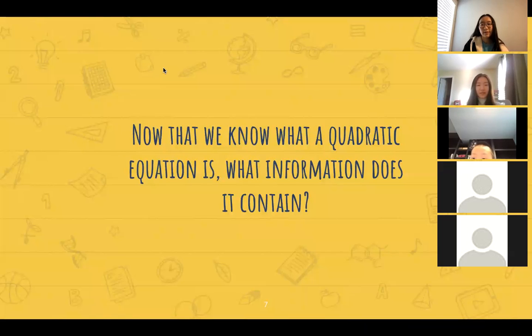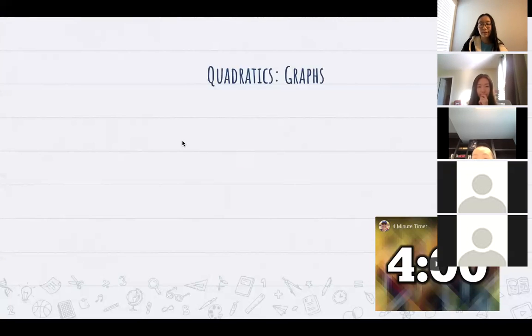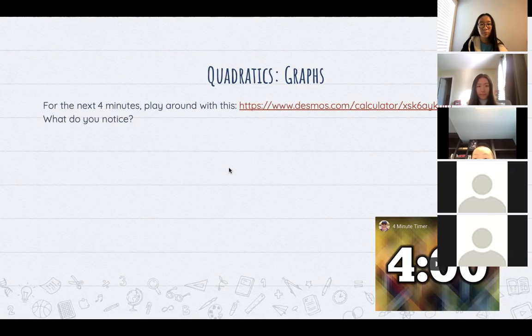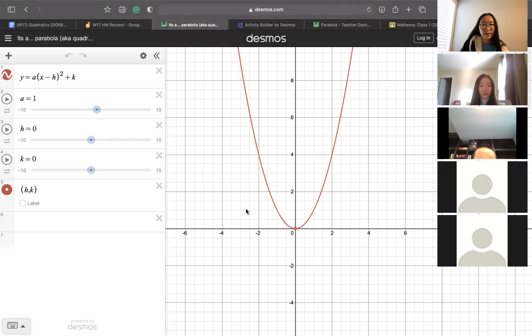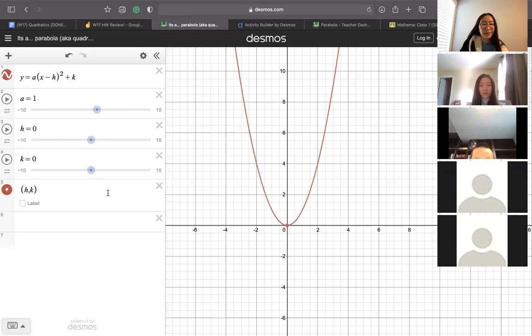Now, we know how to tell which are quadratic equations, and now we're going to talk about what information that equation contains. And we're going to look at some graphs. So let's look at this together. Up here you can see an equation, y equals a times the quantity of x minus h squared plus k. That is something called the vertex form of a quadratic, but don't worry too much about that right now. Now we're just going to see what changing each of these variables does to the quadratic.